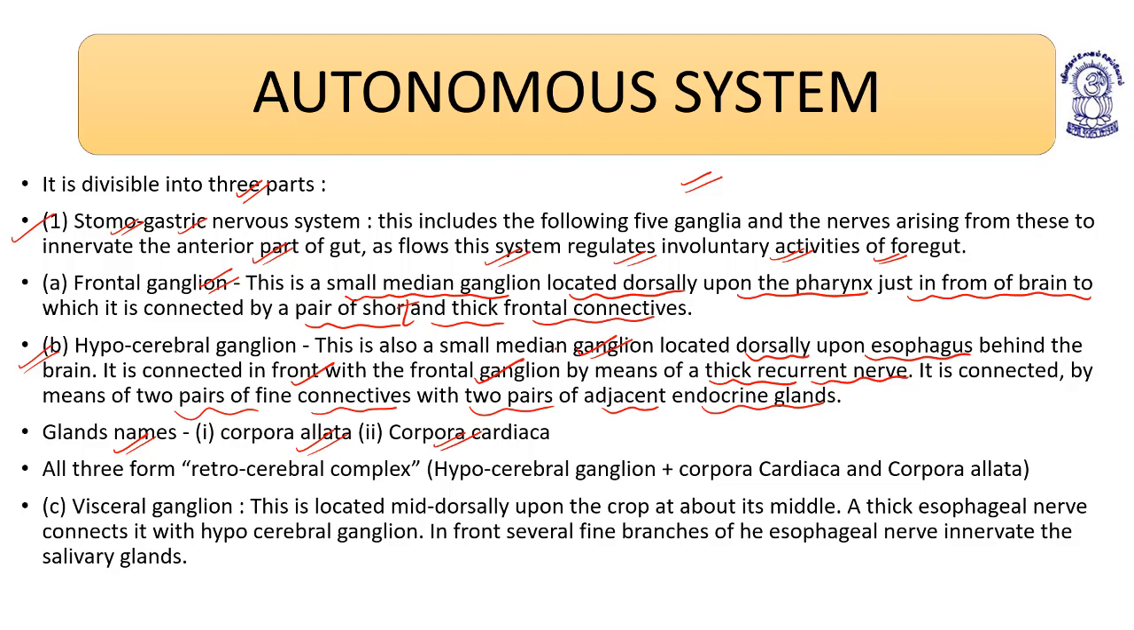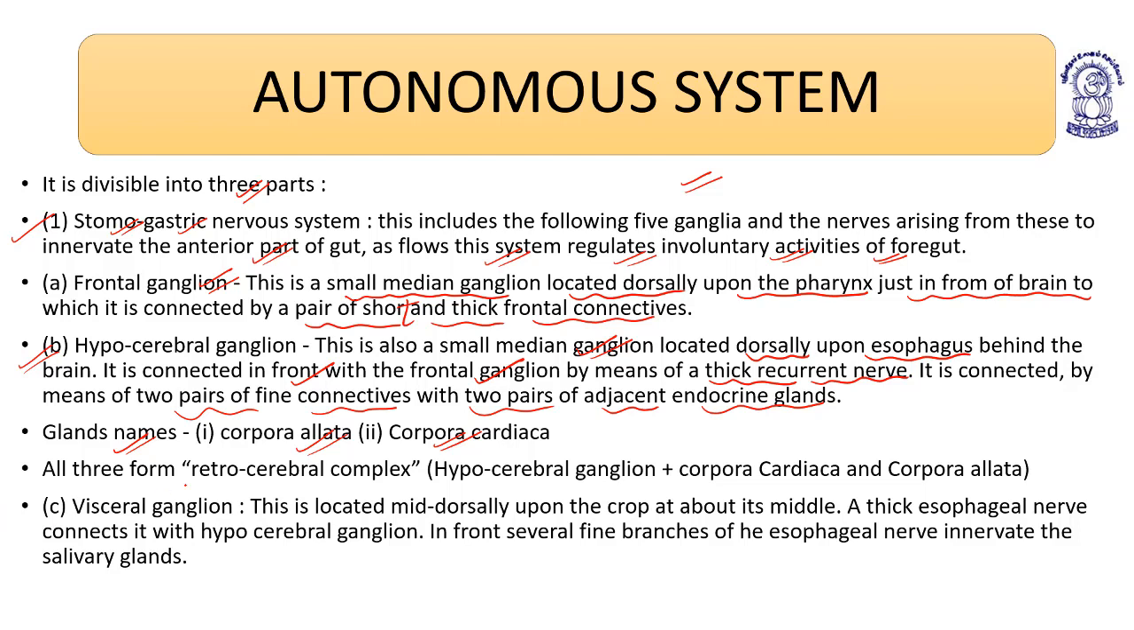So these are the endocrine glands to which the autonomic nervous system is connected. The hypocerebral ganglion, part of the autonomic nervous system, is connected to the corpora cardiaca and corpora allata. The frontal ganglion and the hypocerebral ganglion are parts of the autonomic nervous system. The hypocerebral ganglion has a thick recurrent nerve which connects it to the frontal ganglion.